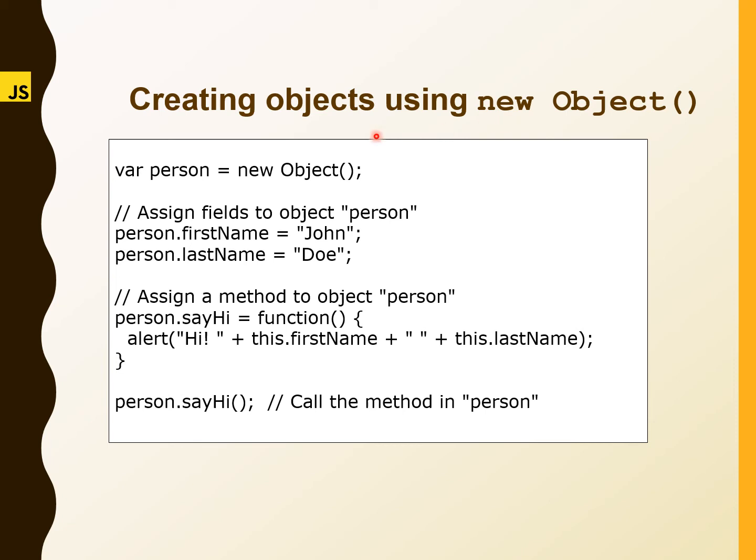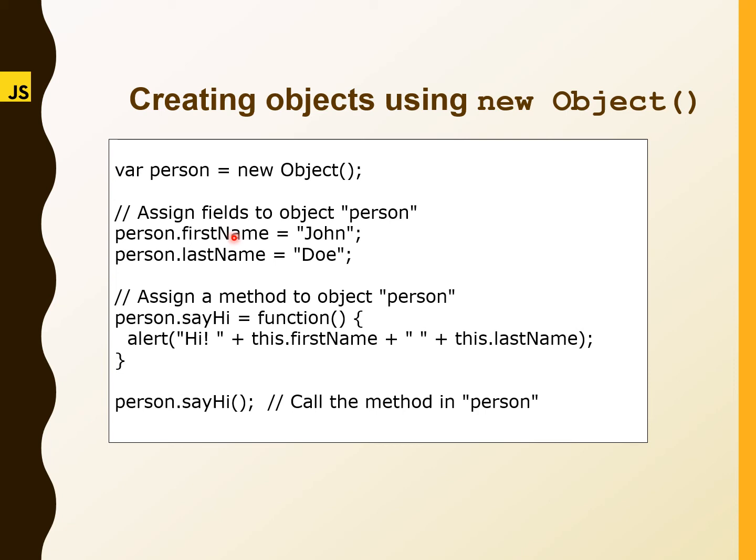So here, this is an example. var person = new Object(), which indicates that person is a variable and that person is of object type, object data type. Now we see how we can assign properties to this person.